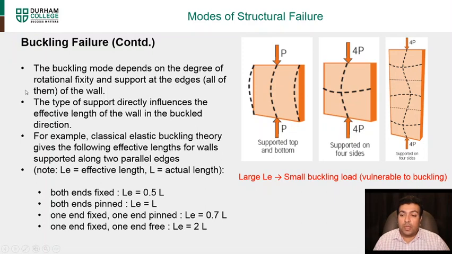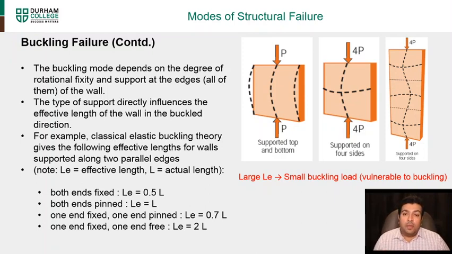So for example, if both ends are fixed, your effective length of buckling is 0.5 times the length. If both ends are pinned, your effective length is the same as the length of the wall. And if one end is fixed and one end pinned, your effective length is 0.7 times your length. And if one end is fixed and one end free, your effective length is 2 times your length. That means that one end is completely free, and it's like a cantilever, right? So those are the different situations.